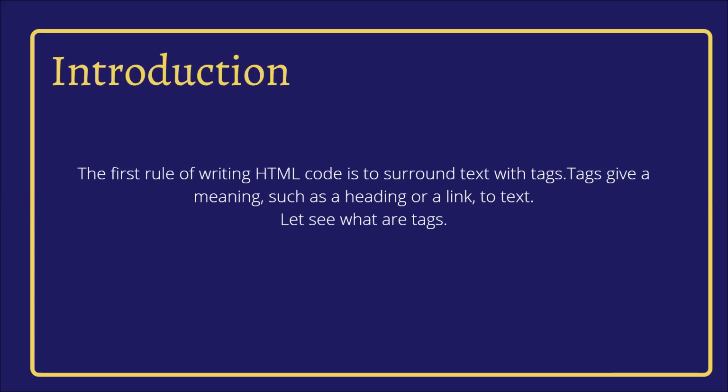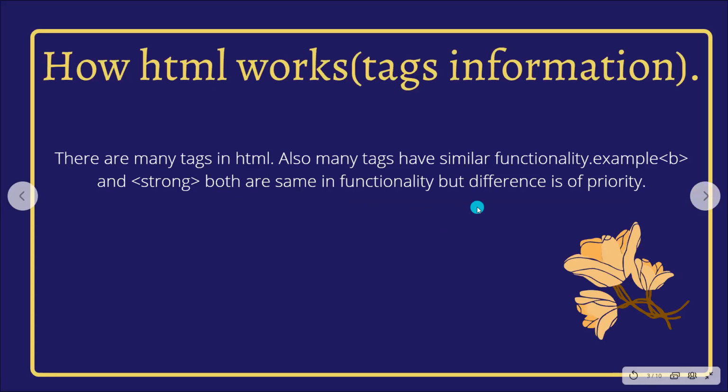There are different types of tags. Some are of the utmost importance and some are not. We have seen that the basic HTML is almost 90% made up of tags. There are many tags in HTML. Also, many tags have similar functionality, but they have different priorities. For example, the bold tag and the strong tag both have the same function, but the only difference is of priorities. We will be looking at the priority basis in detail. Now let's see different types of tags.